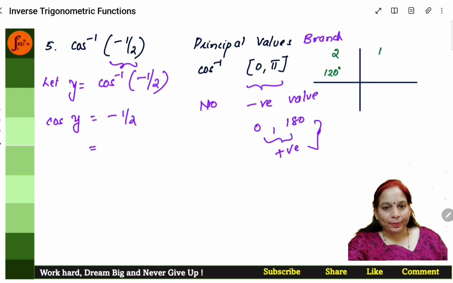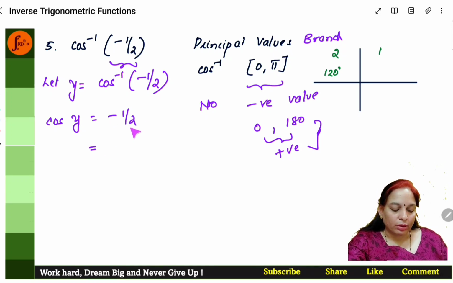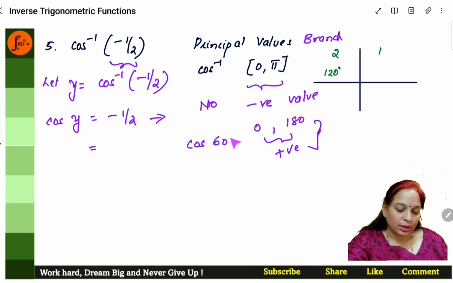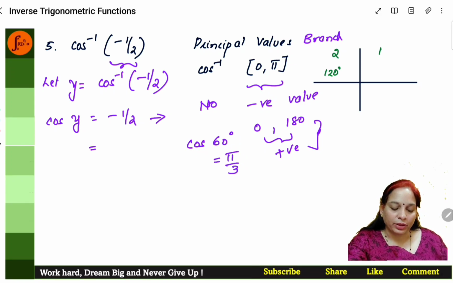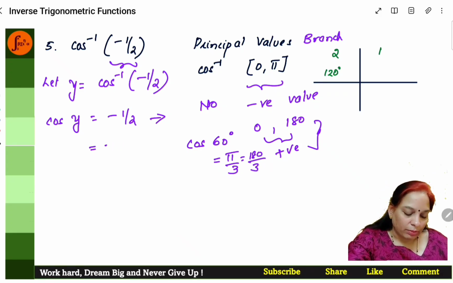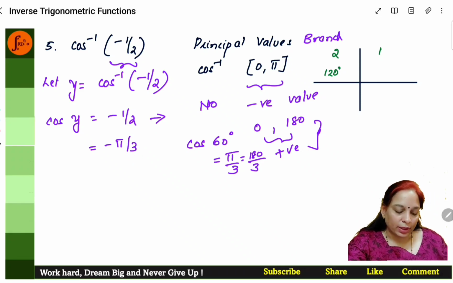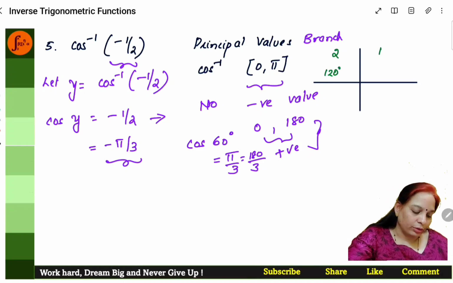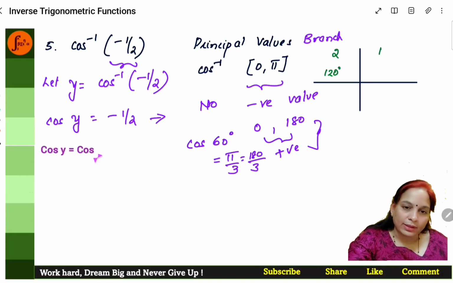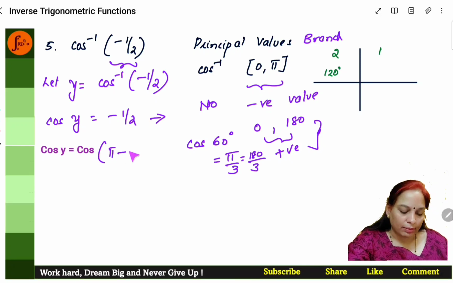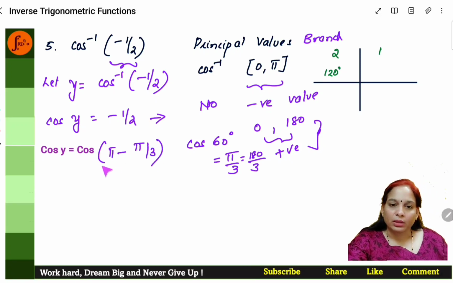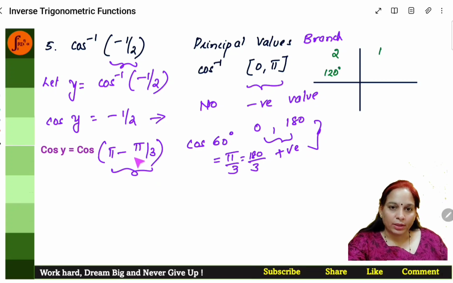Now half, what does half correspond to? Half is nothing but cos 60 degree. Cos 60 degree is half. And what is 60 degree? It's pi by 3. That is 180 by 3. Right? So pi by 3. But this will become minus pi by 3, and minus pi by 3 does not belong to this range. So what we have to do is, we will have to write this as pi minus pi by 3. This is how we'll have to write. Pi minus pi by 3.